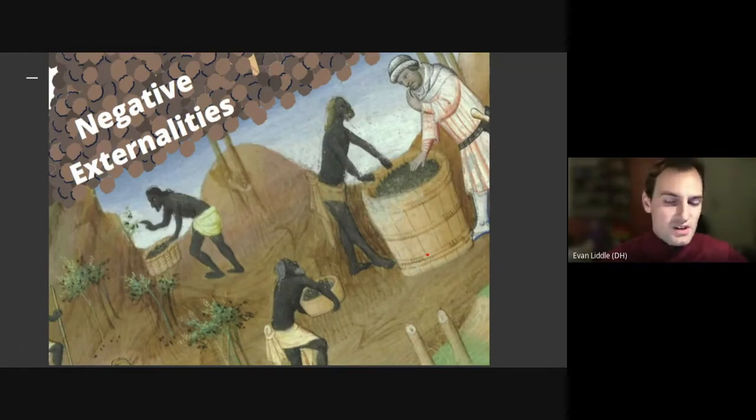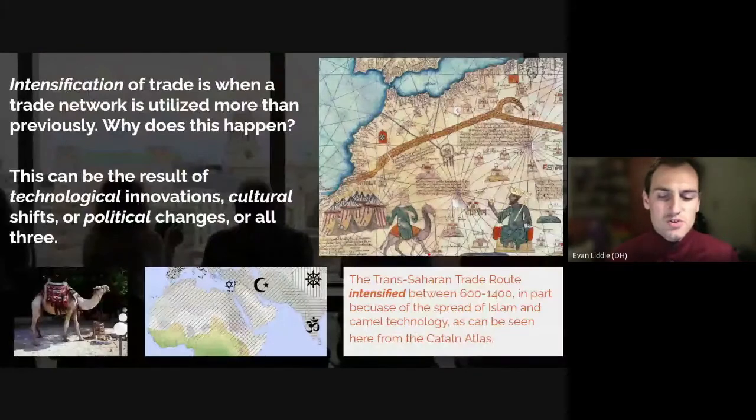First, we got to talk really quick about the Trans-Saharan Trade Route. So the Trans-Saharan Trade Route is actually not new to Unit 2. The Trans-Saharan Trade Route has actually been in operation since Roman times. But what began to happen after the spread of Islam was that the Trans-Saharan Trade Route intensified, which meant it was used more than it had previously been used.